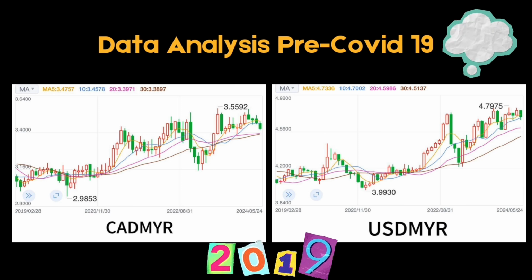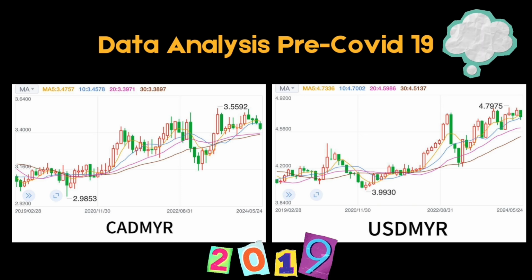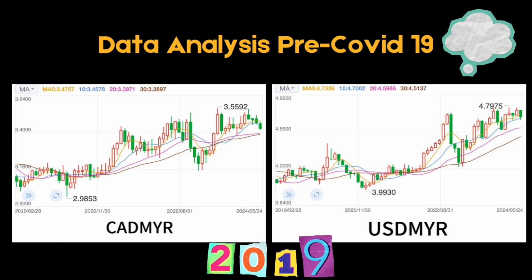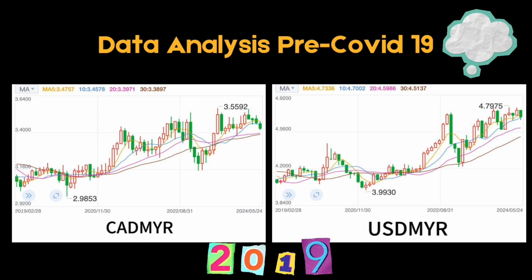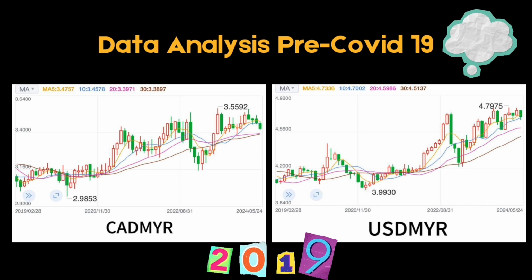Pre-COVID-19 data analysis evaluates the economic condition and currency trends of the US and Canada before the pandemic. During this stable term, factors like trade policies, interest rates, and economic growth influenced currency value. The US dollar maintained its dominance in international trade, while the Canadian dollar showed resilience due to strong trade relationships. The stability reflected in low exchange rate volatility provided a favorable environment for investment planning.